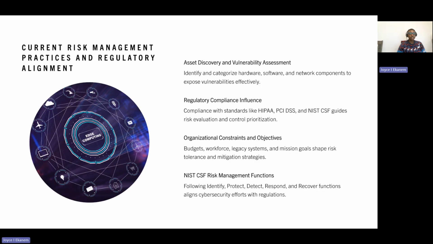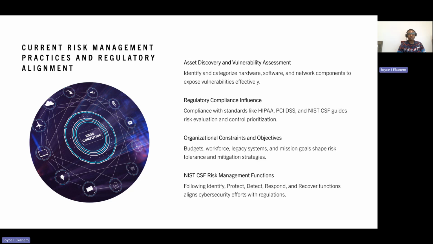Current risk management practices and regulatory alignment. Asset discovery and vulnerability assessment, regulatory compliance influence, organizational constraints and objectives, and NIST Cybersecurity Framework risk management functions. Risk management is an essential component of strengthening an organization's cybersecurity posture, particularly when aligning with structured frameworks such as HIPAA, PCI DSS, SOX, GLBA, GDPR, or NIST CSF.